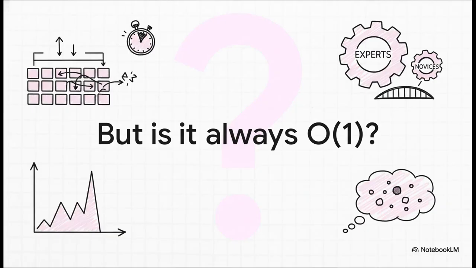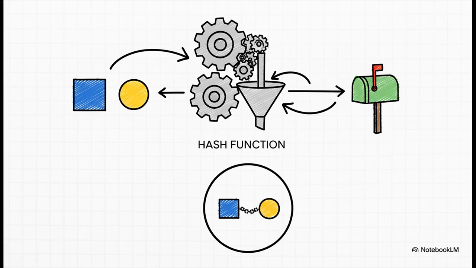And that leads us to the critical question every good developer has to ask. Is it really constant time every single time? The honest answer is no. And understanding why is what really shows you have a deep understanding of how this stuff works. The catch is something we call a collision.